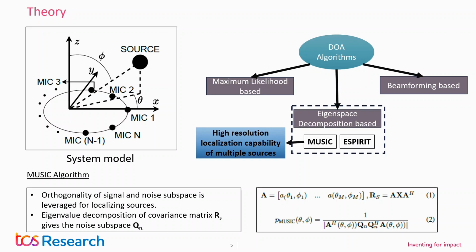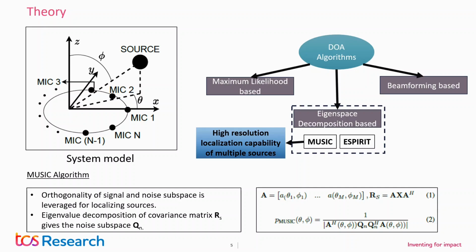MUSIC and ESPRIT. And if I just simplify things, MUSIC takes into account the coherence property of the signals, right? So you look at this function. When the signal and the noise subspace are orthogonal to each other, they become ideally zero, but in a real situation, they may not be zero. But this function, whenever they are orthogonal to each other, will blow up, right? Because it is 1 over something close to 0.